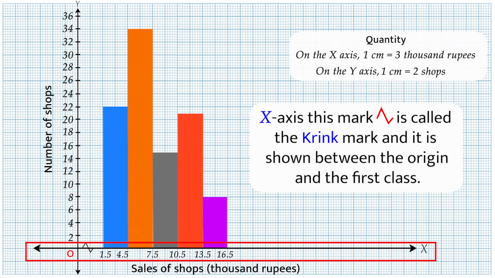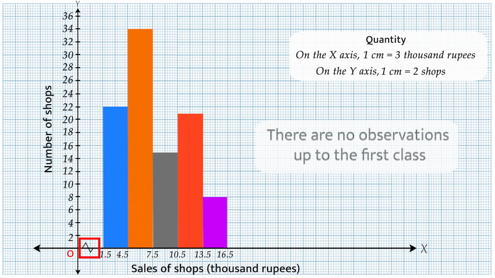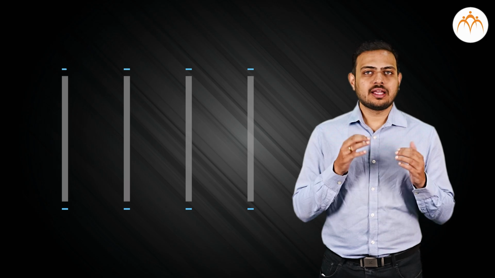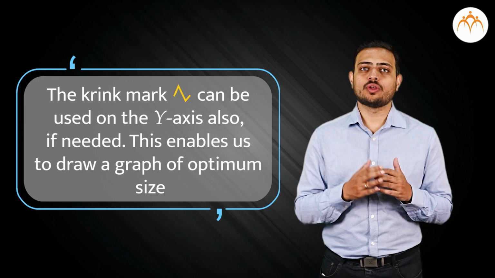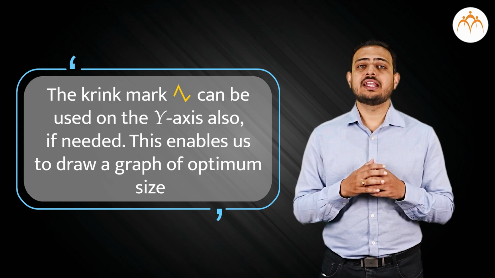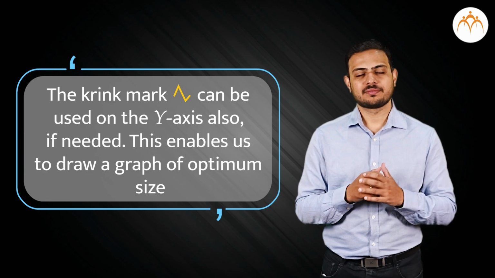On the x-axis, this mark is called the crink mark and it is shown between the origin and the first class. It means there are no observations up to the first class. The crink mark can be used on the y-axis as well if needed. This enables us to draw a graph of optimum size.